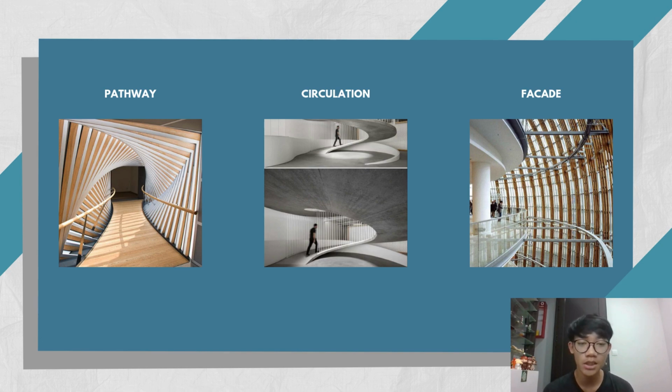Second one is the circulations. Like you have a kind of ramps that are circulating, creating forms that by illusion have movement itself. And the last one is the facade, which from its pattern, like arranging the facade, can create a sense of movement.